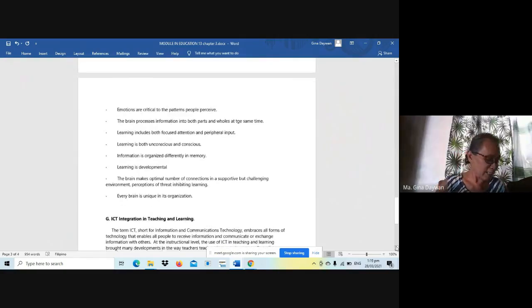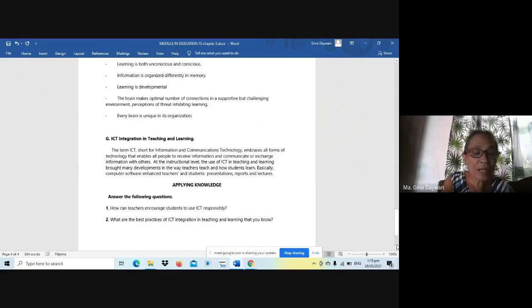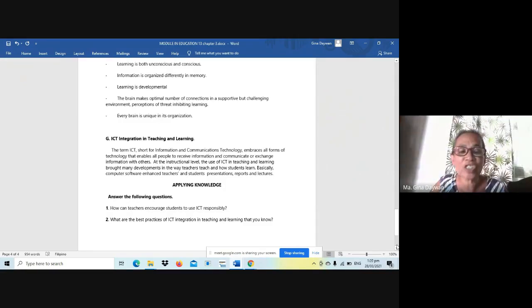Okay, so the next we have the last, the ICT integration in teaching and learning. No? Now the term ICT, which is short for information and communication technology, embraces all forms of technology that enables all people to receive information and communicate or exchange information with others.